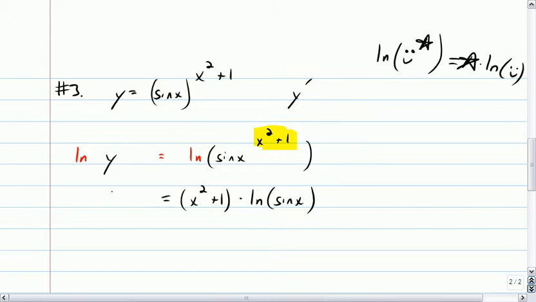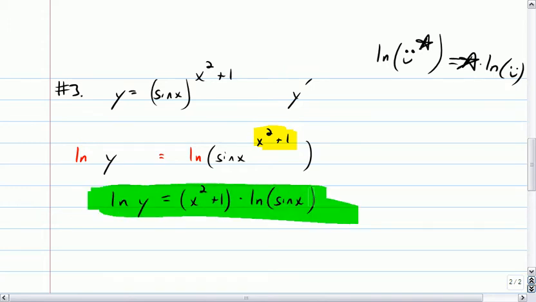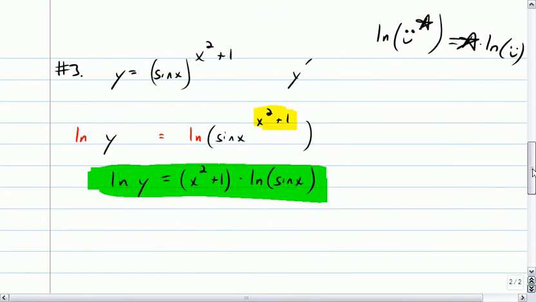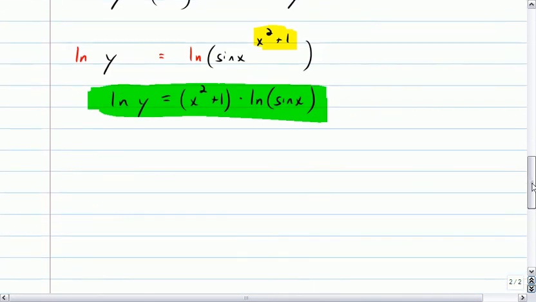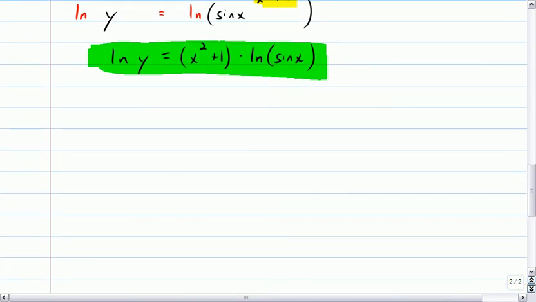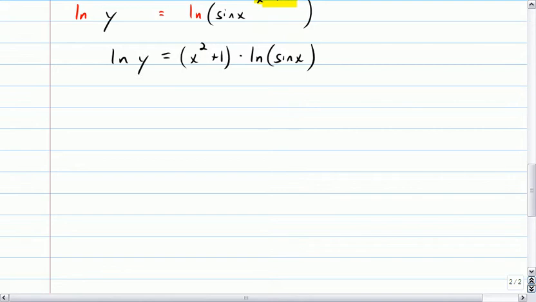Now I haven't done any calculus, I've just rearranged this thing. So I'm sitting here at this line in green, and I still don't have y prime. That's the goal. But I'm now in a position where I can handle the derivative of both sides, and y prime is going to show up. When I differentiate the right-hand side, just realize you're going to have to use the product rule, because you have these two pieces multiplied together.